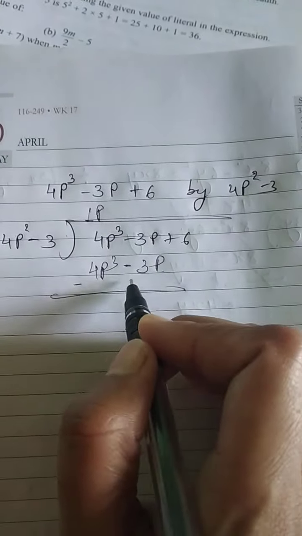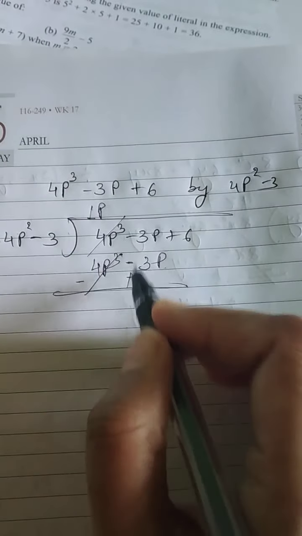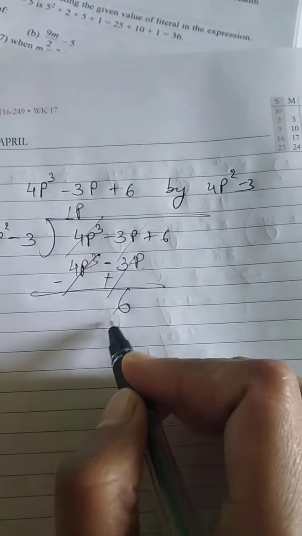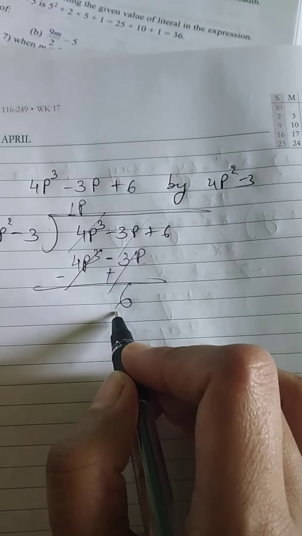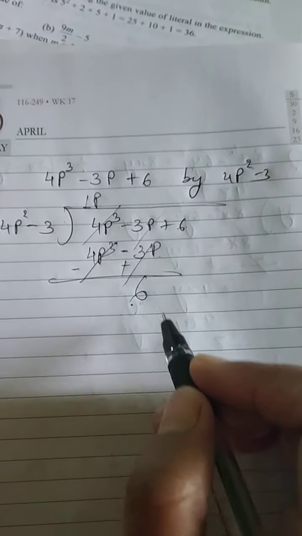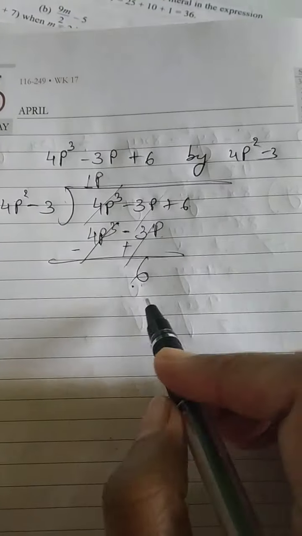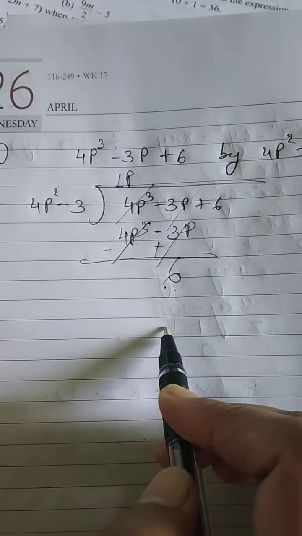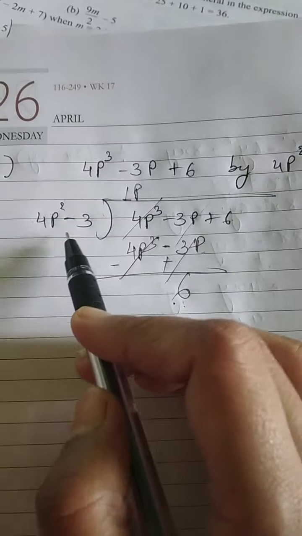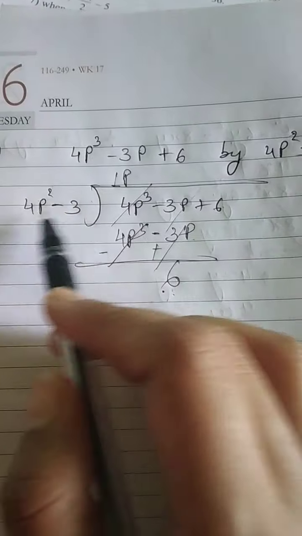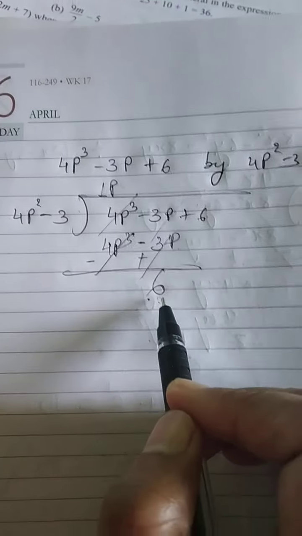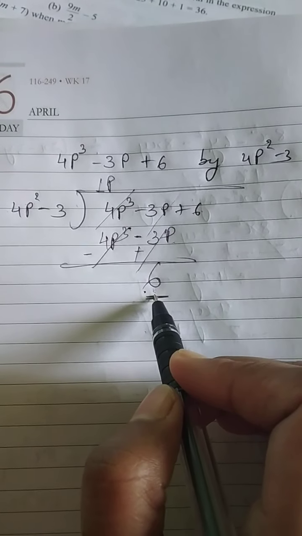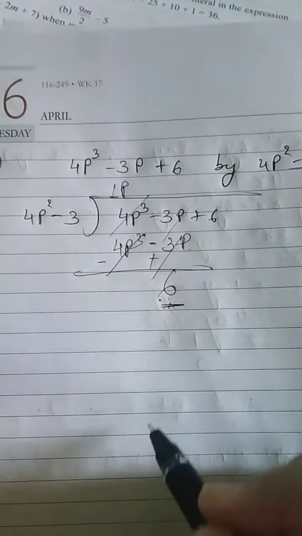Now this minus, this plus, it will get cancelled. Minus plus minus, this will also get cancelled. 6 will be here. Now this 6 is a constant term, so this 6 will not get cancelled by any variable term. Understood? Because if you multiply this 4 with any number or any variable, we will get a variable term only. And this is a constant term, so 6 is the remainder. There will be no further multiplication.